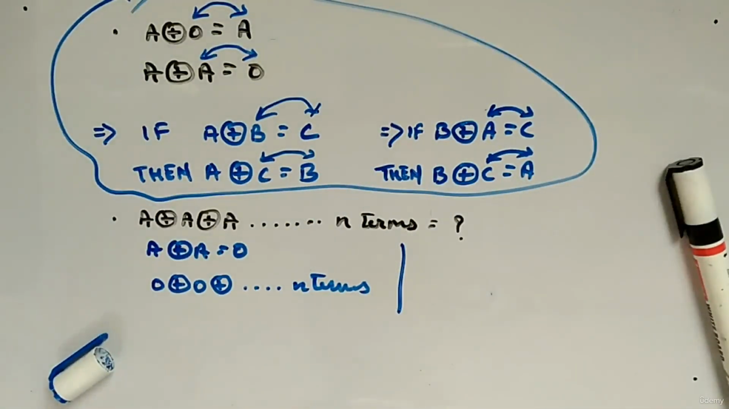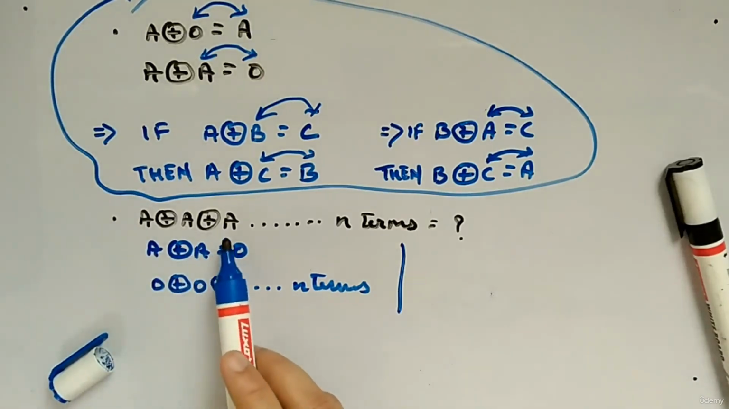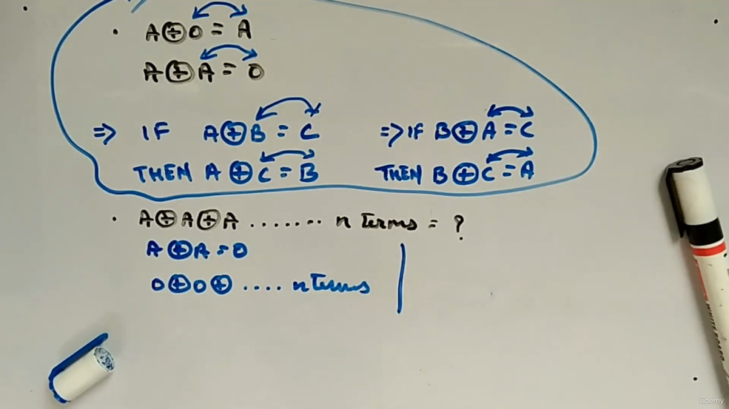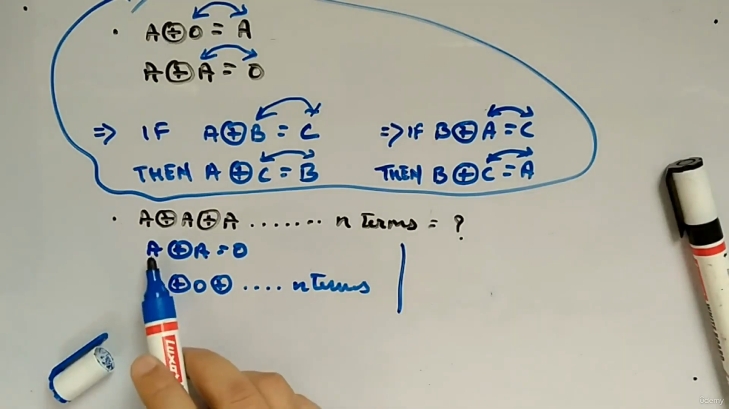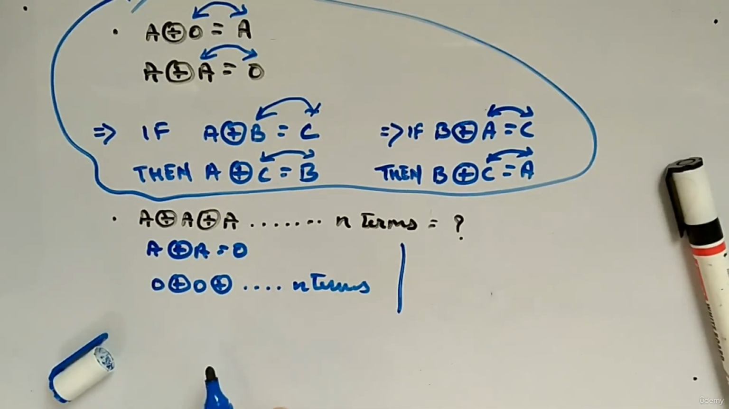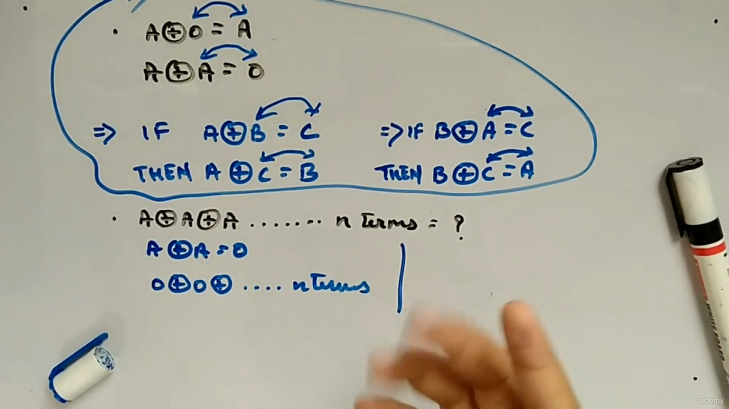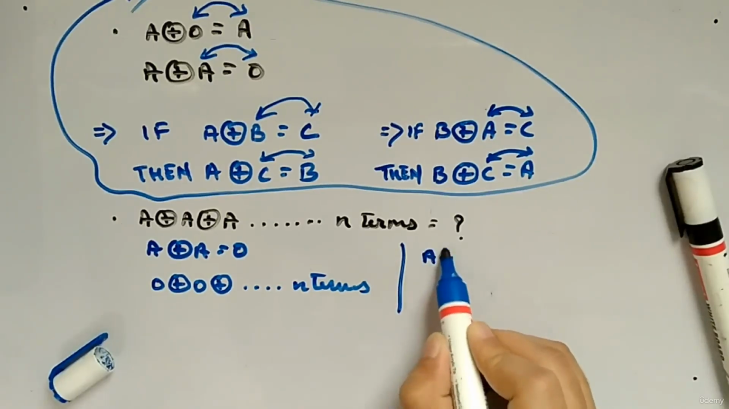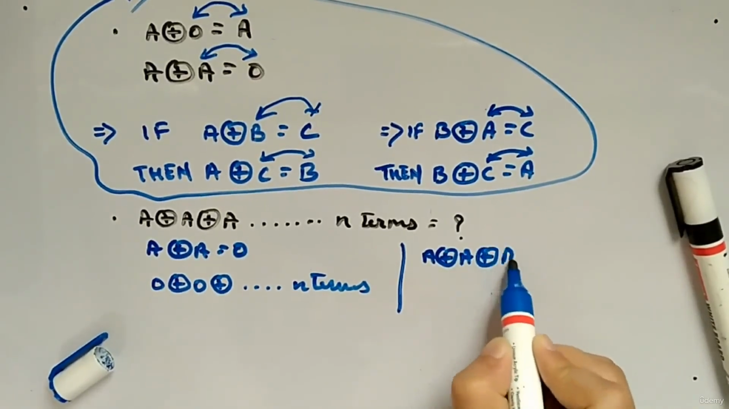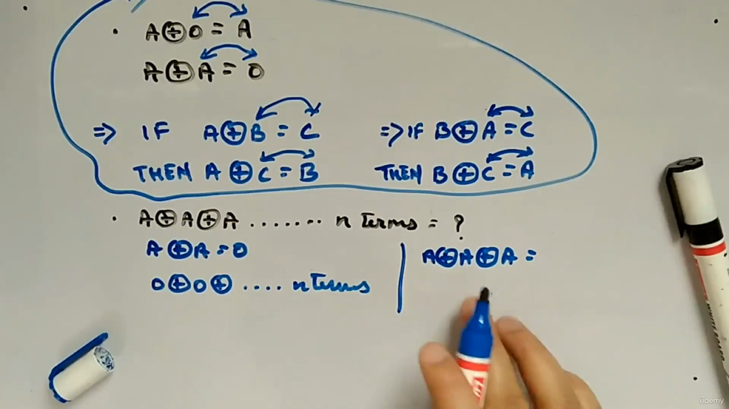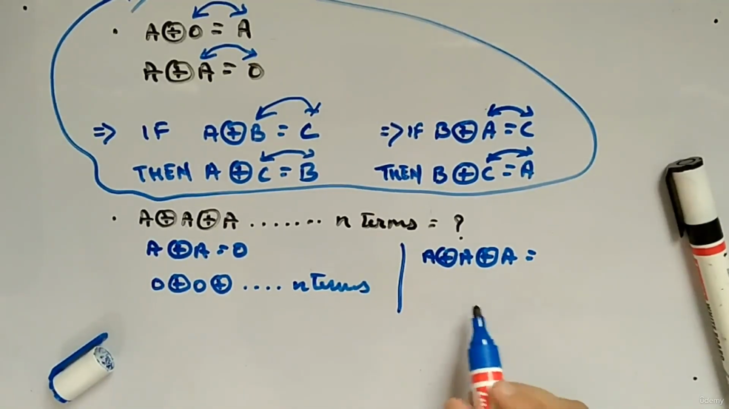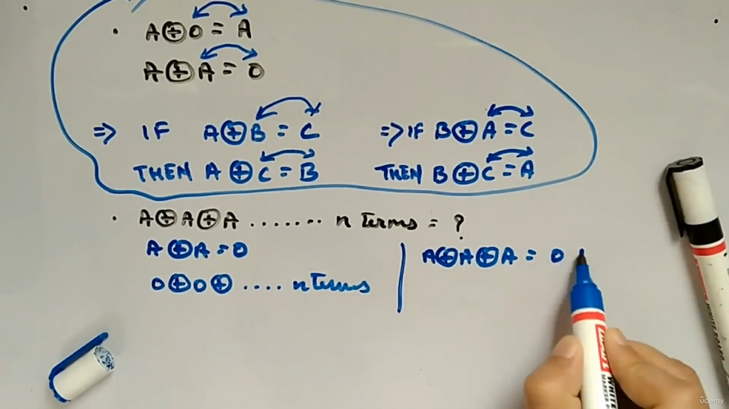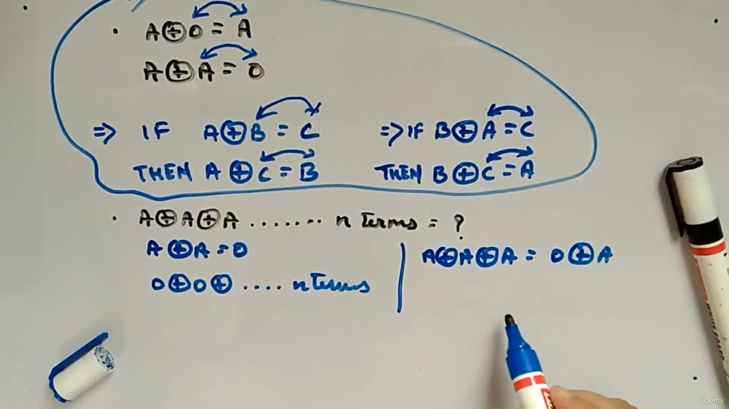Then another property here: if A XOR A goes till n terms, then what will be the result? What we know is A XOR A is equal to 0. So you can imagine 0 XOR 0 XOR 0 till n terms. How are you going to solve it? Let's take an example. If we have three terms, A XOR A XOR A, A XOR A is 0, so this can be written as 0 XOR A, and 0 XOR A is A.